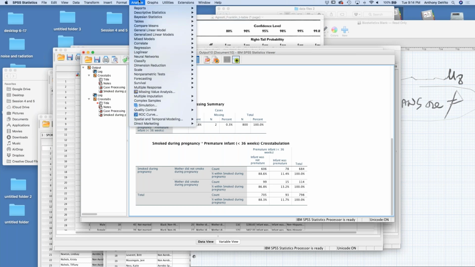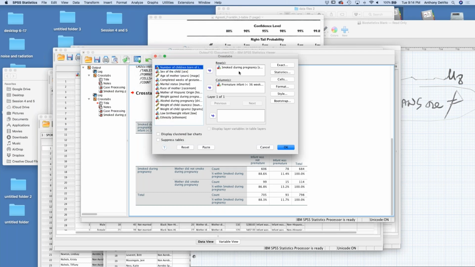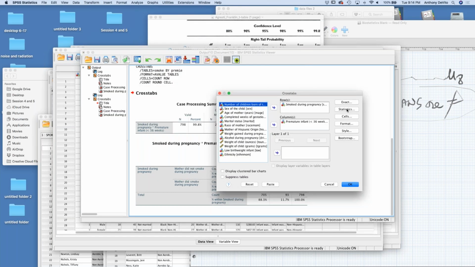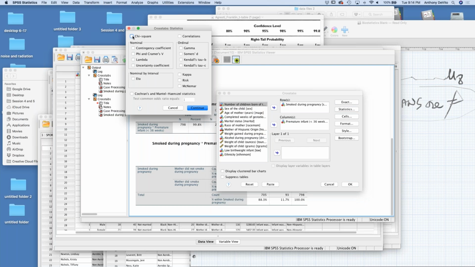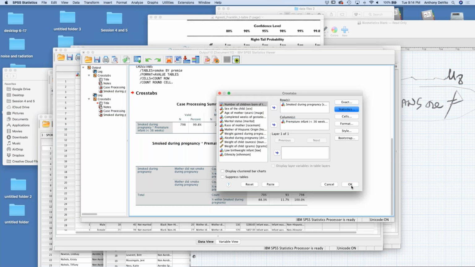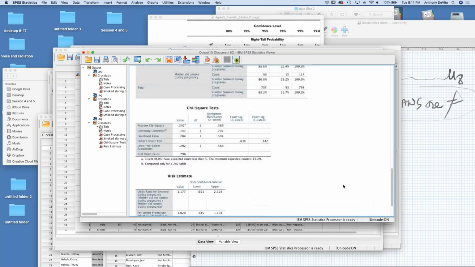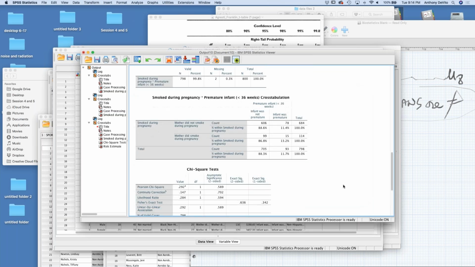So I'm going to go up here to Analyze, Descriptive Statistics, Crosstabs. Except this time, I'm going to ask SPSS to calculate the chi-square value and to calculate the risk for me. That's going to give me an odds ratio, and it's going to give me the chi-square value. And I'm going to click OK. So in addition to our chi-square value, our crosstabs table now is going to give us these other statistics.